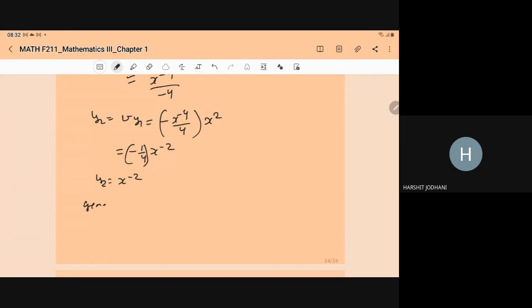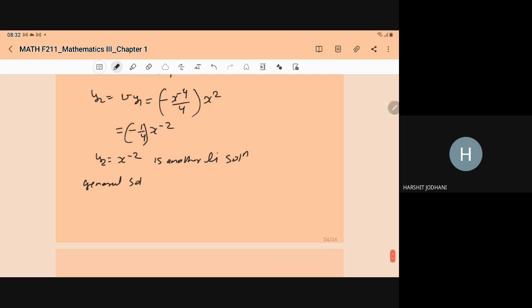So the general solution, right? You can say y2 is another linearly independent solution. Now here we need not check because we have computed it from section 16, in which we have already checked. So just by writing section 16, you do not have to check whether y2 and y1 are linearly independent or not. So the general solution will become y(x) is equal to c1 y1 plus c2 y2. So it will become c1 x square plus c2 x to the power minus 2. That is your general solution.